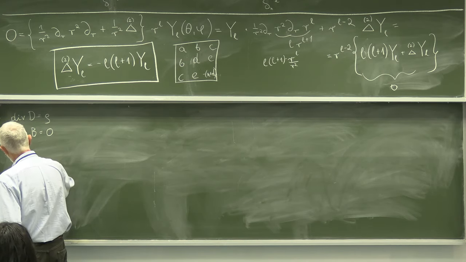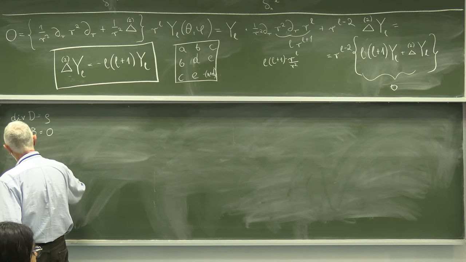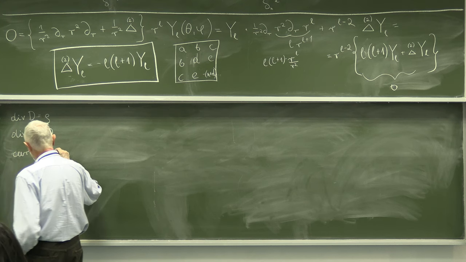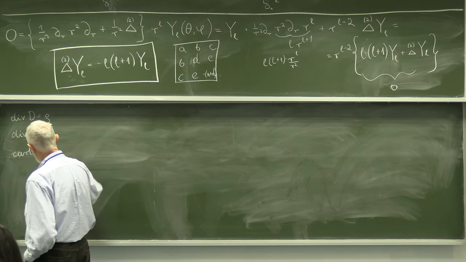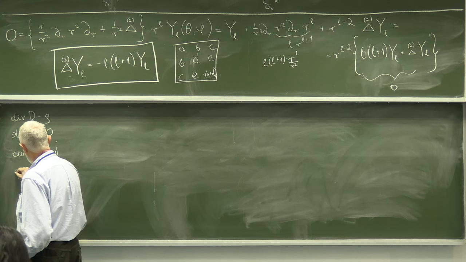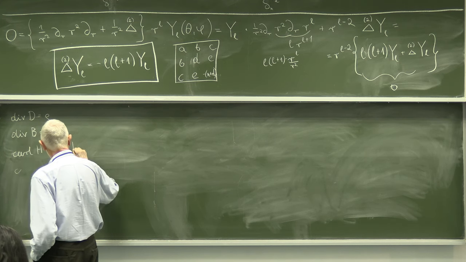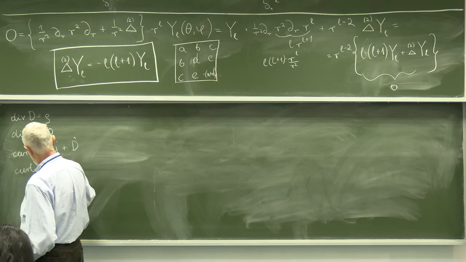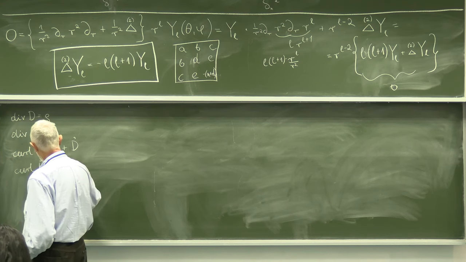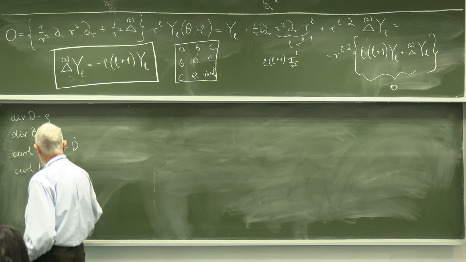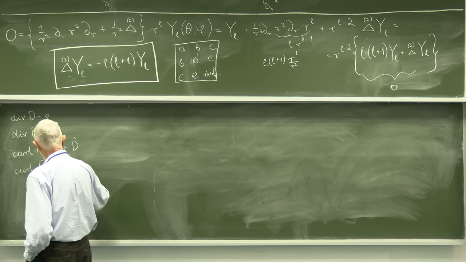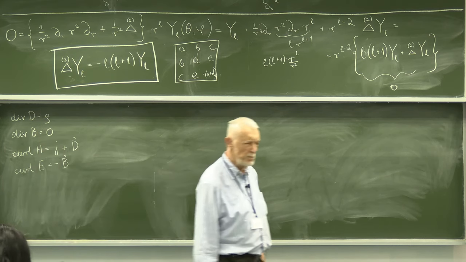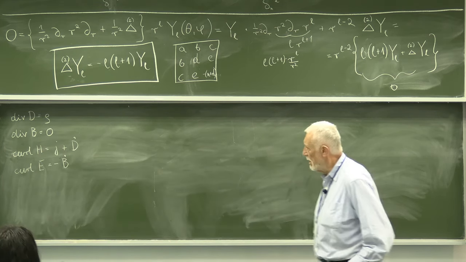So then, curl of H equal J plus D dot, curl of E equal minus B dot. Okay. These are Maxwell equations.